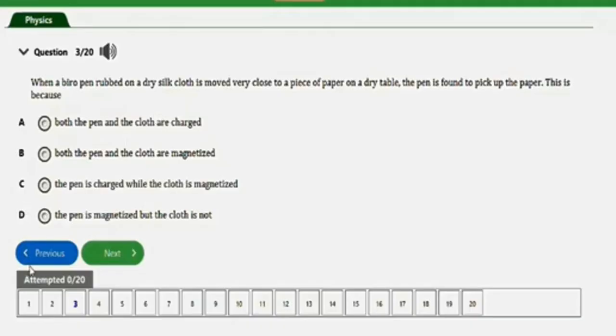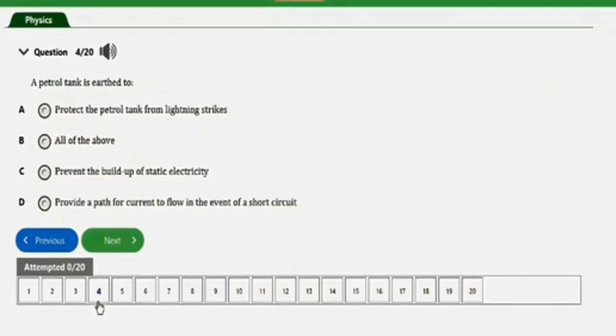The next repeated question is this question. It says a petrol tank is headed to, option A, protect the petrol tank from lightning strikes, all of the above, protect the buildup of static electricity, provide a path for current to flow in the event of a short circuit. So the right option is option B. All these options we have are correct. So the right one will be option B, all of the above. Alright, so that's it for this question.